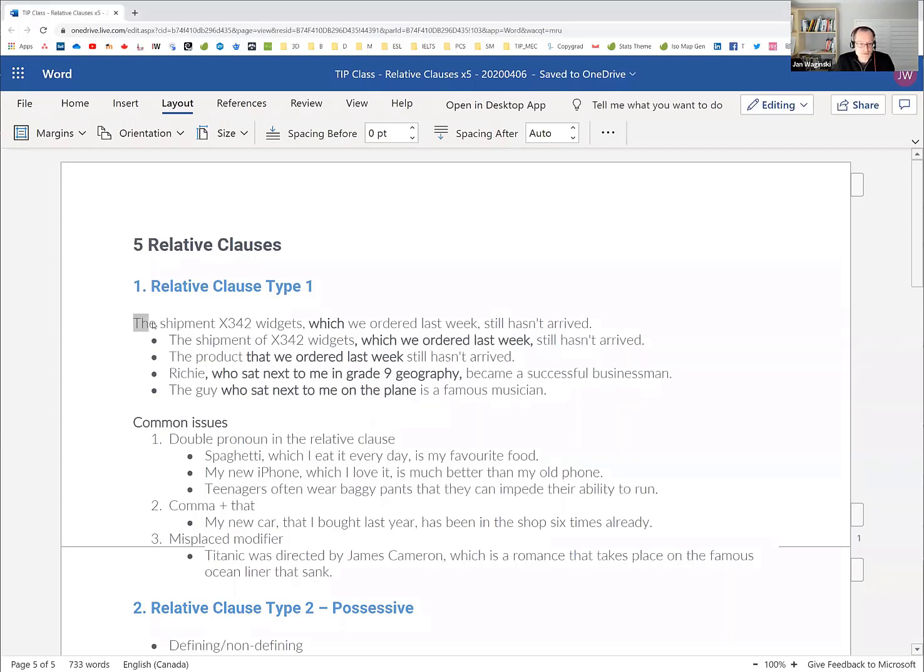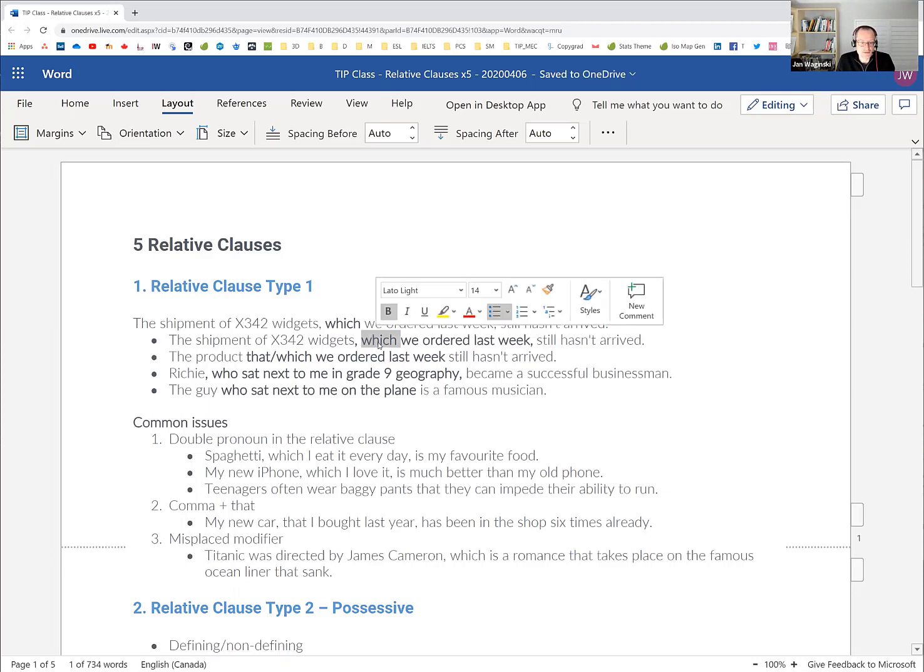So we have examples like this: the shipment of X342 widgets, which we ordered last week, still hasn't arrived. If it's a defining clause, you'll use that instead of which. The product that we ordered last week still hasn't arrived, but in a defining clause, you can use both that or which. Remember, don't use that in this kind of situation.